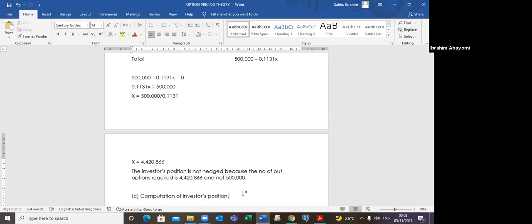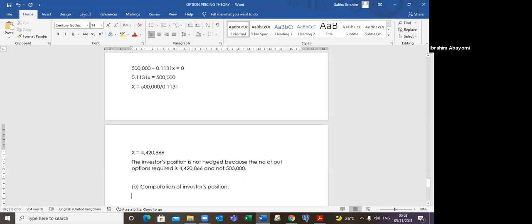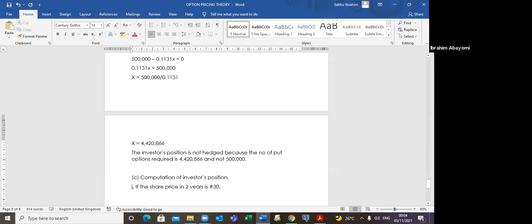Okay. Now, the first one is what? Roman figure 1. If the share price in 2 years is 30 naira. Now, the current share price is 60 naira, and in 2 years' time, the price has fallen, and I have already entered into an agreement to sell at 50 naira. So I will exercise my right.